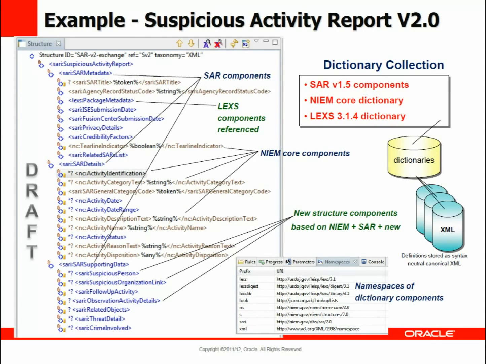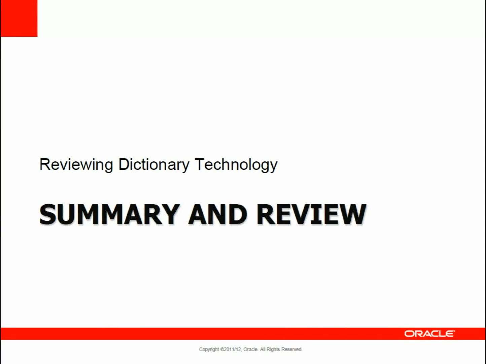So once you've got a collection, what can you do with it? Here you can see an example of building a suspicious activity report from 3 different sources. So you've used 1.5 version components, which you've harvested from an existing schema. You've used NIEM core dictionary definitions, and you've used LEX 314 dictionary components, which are all to do with messaging and message sending and receiving. So you have a blend here, as the diagram illustrates, of the different component sets, which have all just been built using the drag and drop. So that provides you with a quick introduction of the dictionary technology.